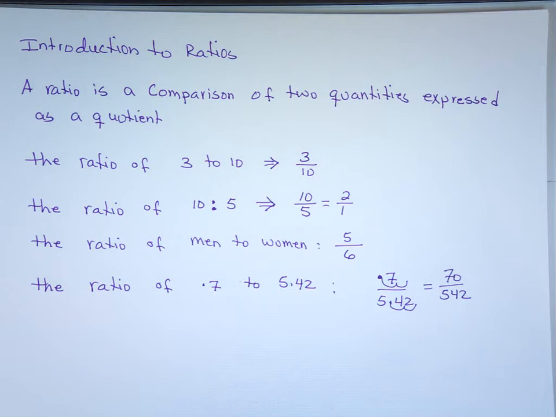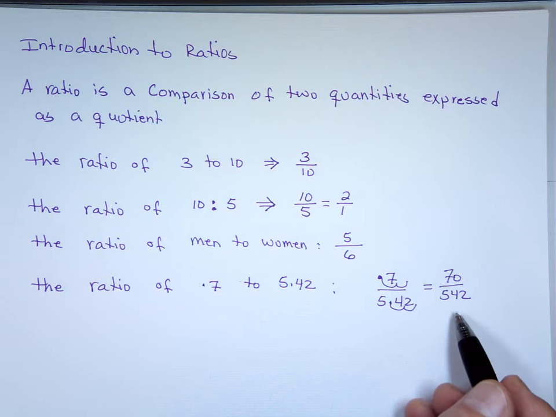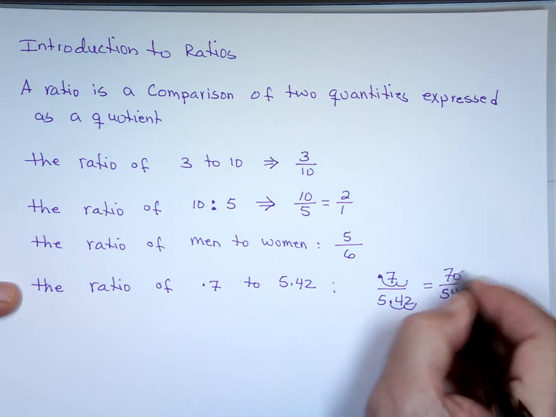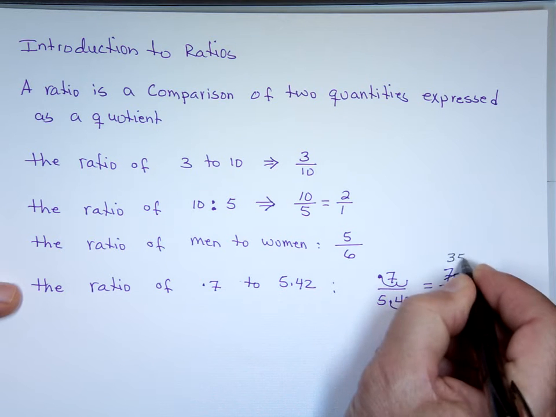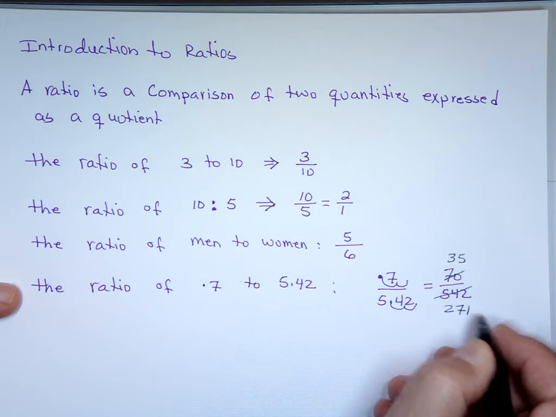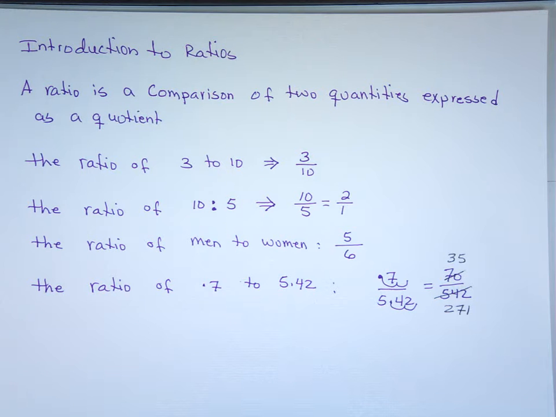Can I simplify this? Yes. Notice the last digit is what? Even? I can divide them by 2. By 2, this is what? 35. By 2, this is what? 271. So it's 35 over 271.